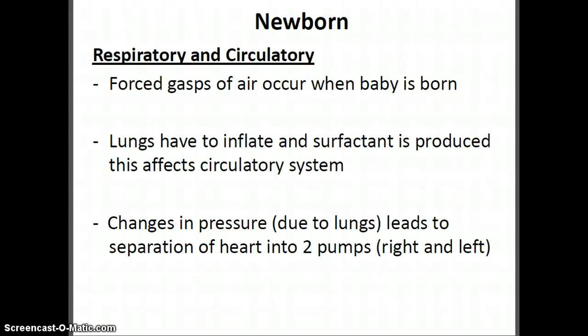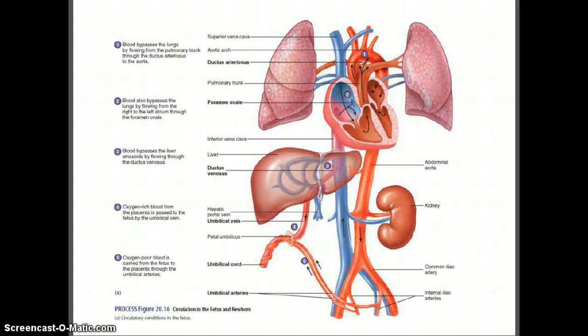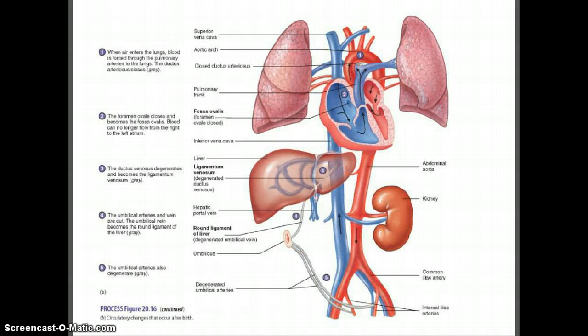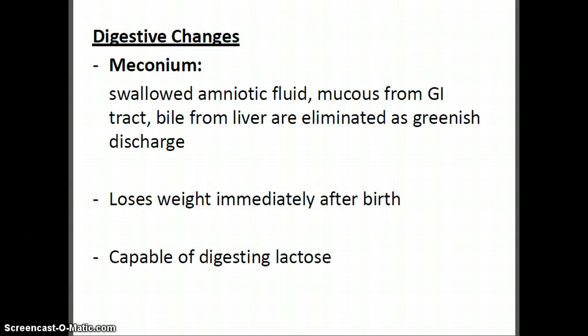The lungs have to inflate and surfactant is produced to reduce the surface tension. Changes in pressure due to the lungs lead to separation of the heart into 2 pumps. And this shows you some of the changes. Please make yourself familiar with the changes that occur at birth in the former fetus and why these changes occur. This is the figure continued. So take a look at both of these figures either on the PowerPoints or in your textbook.